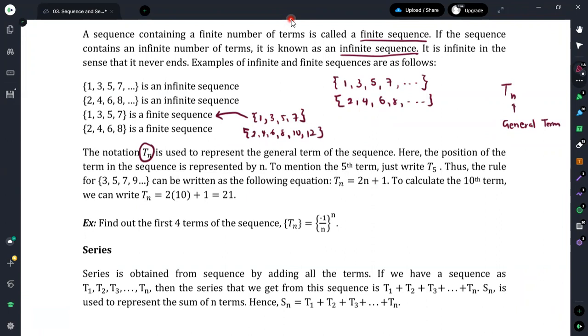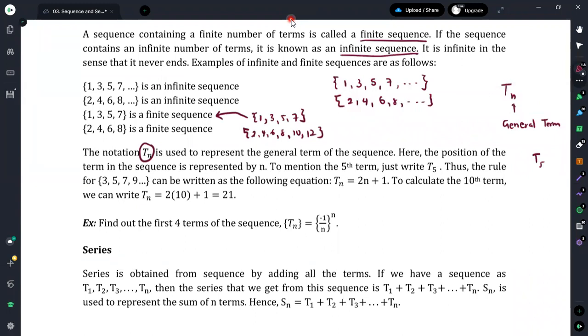When we consider this general term, the subscript says what the position is, and by combining the letter T and the subscript, it says that it is the value for the nth term. As an example, if you need to mention the fifth term, then we just write it as T5. T5 says that this is the fifth term of the sequence.